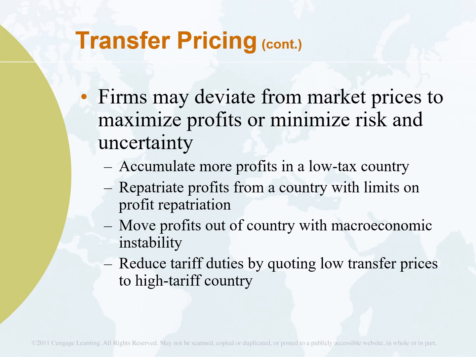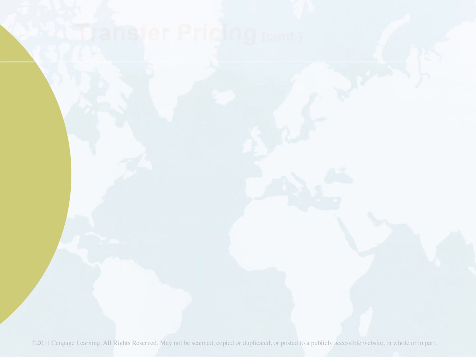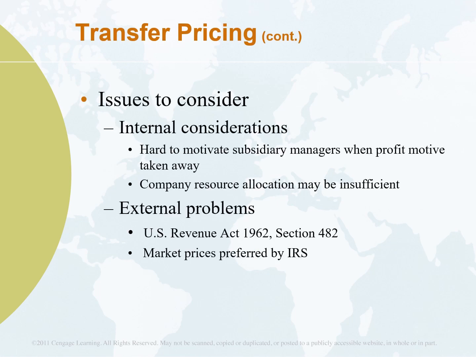Of course, the government may not like it. They may not be happy with that. There could be tax issues. Transfer pricing issues to consider, internal considerations: it's hard to motivate subsidiary managers when the profit motive is taken away. The company's resource allocation may be insufficient.